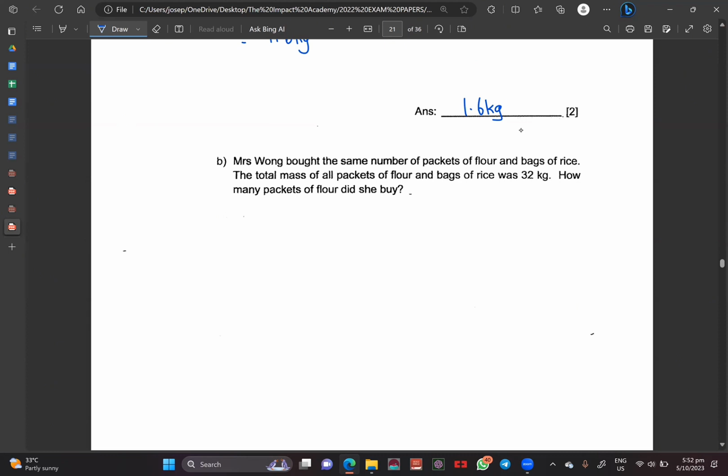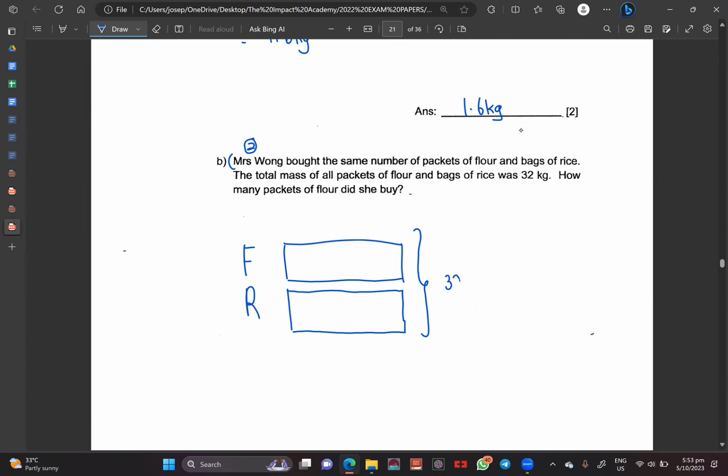Now, very importantly, Mrs. Wong bought the same number of packets of flour and rice. So, she bought the same number, and I know that the total is equals to 32 kg. That is the weight. All of you listen to me first, okay?